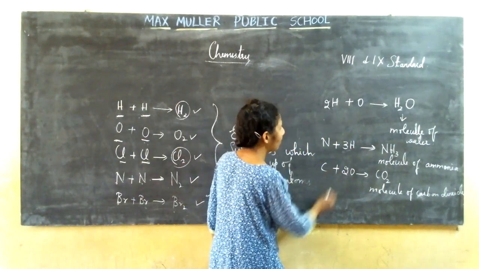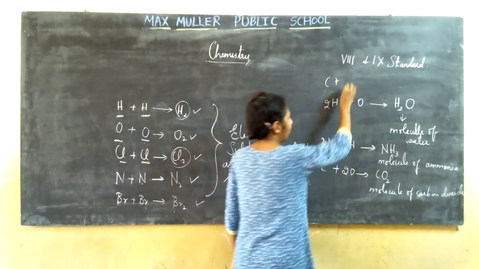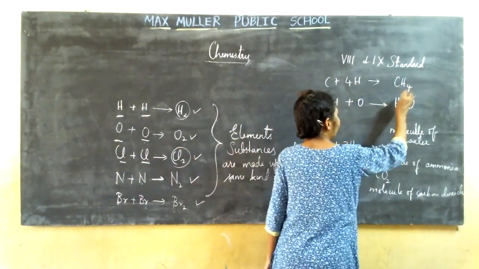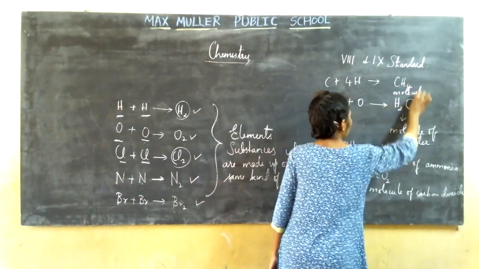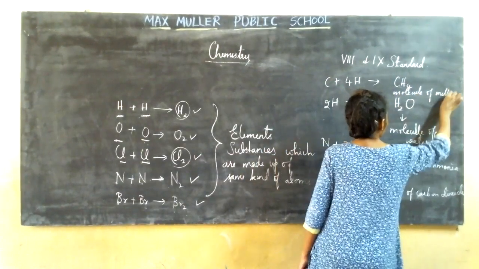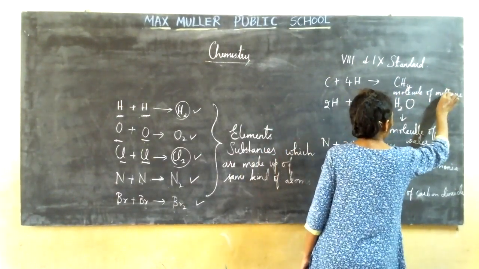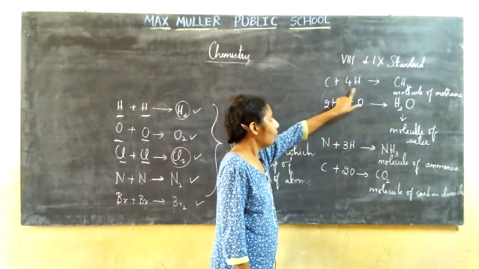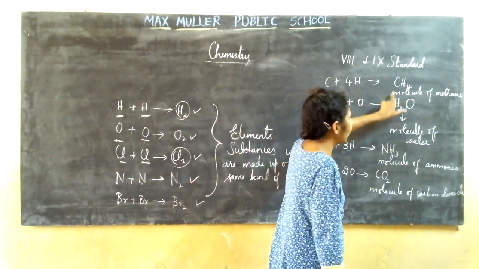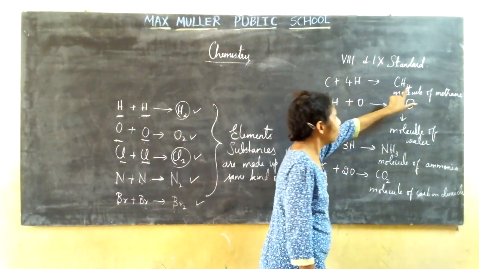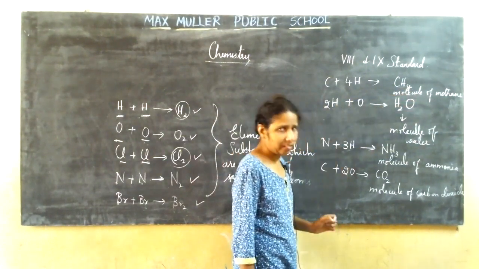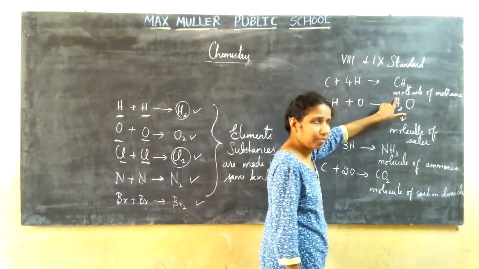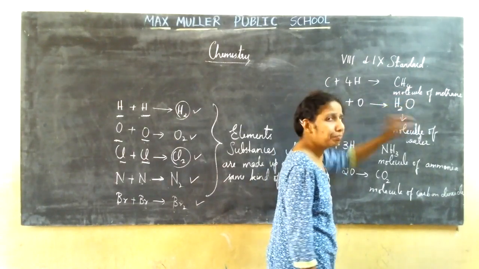Another example: one carbon atom combines with 4 hydrogen atoms to form a molecule of methane. CH4, when I write it, represents a molecule of methane.